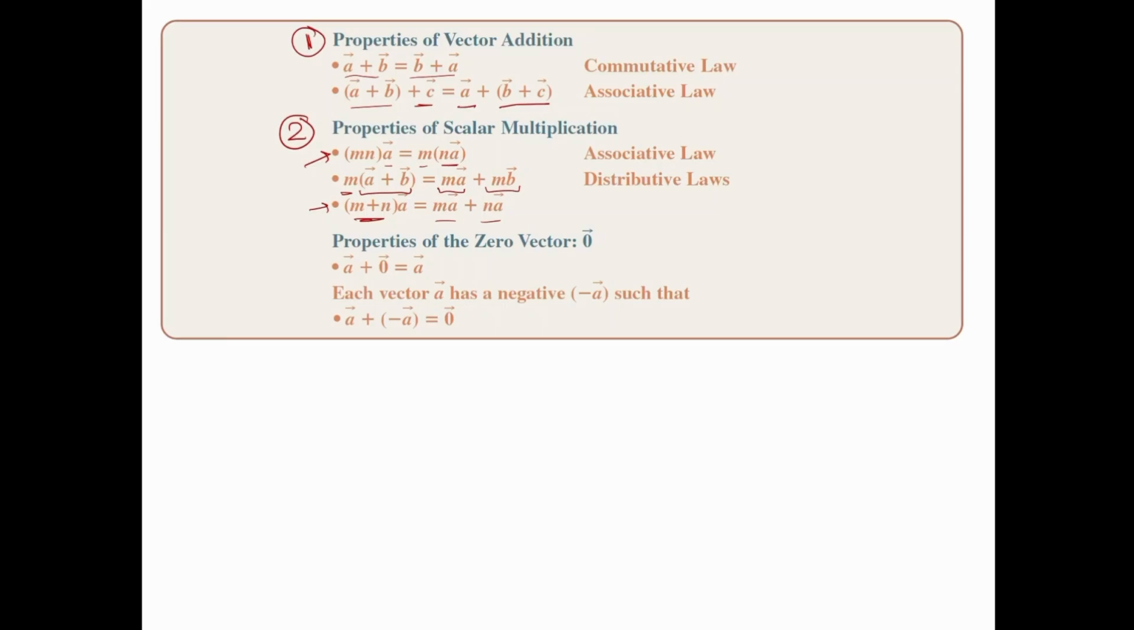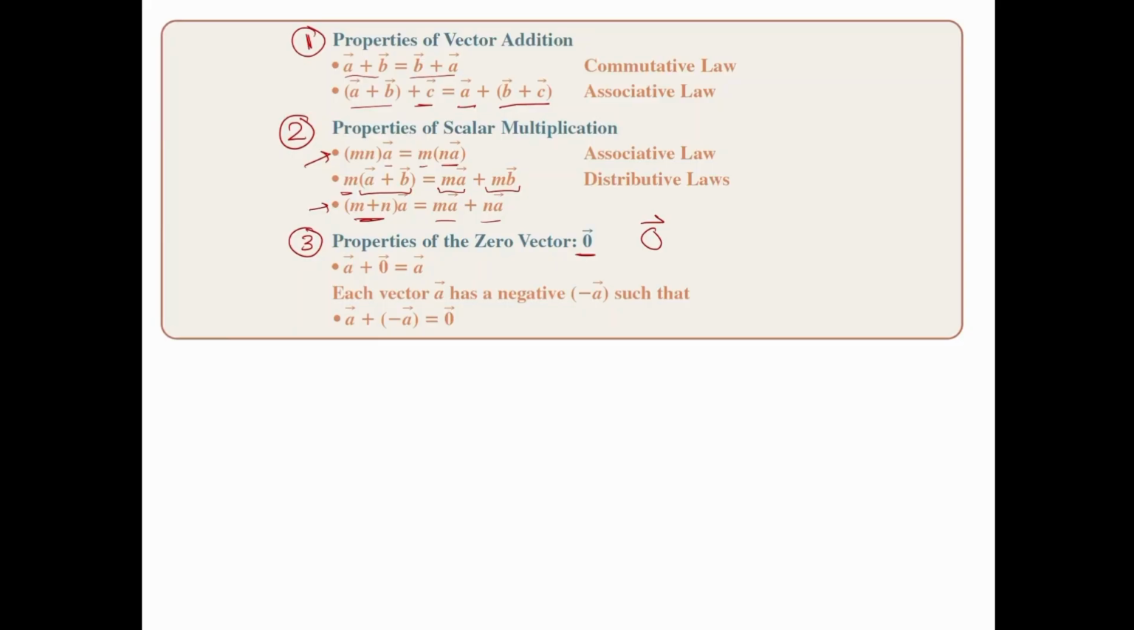The third property today is the properties of the 0 vector. So we also have something called the 0 vector, and it's written as this 0 with the vector symbol over top of it. The 0 vector has 0 length, so no magnitude and no direction. It's like standing completely still.